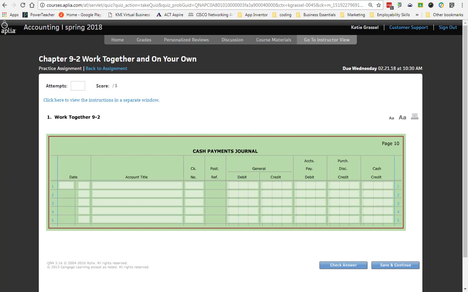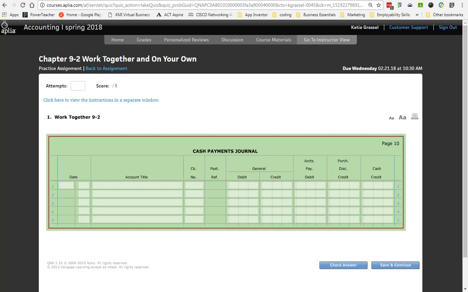So our columns for our cash payments journal, we have a general debit and we have a general credit. Those are going to be any type of accounts that need to be affected that do not have a special column. But we do have three special columns in our cash payments journal. We have an accounts payable debit column, we have a purchases discount credit column, and we have a cash credit.